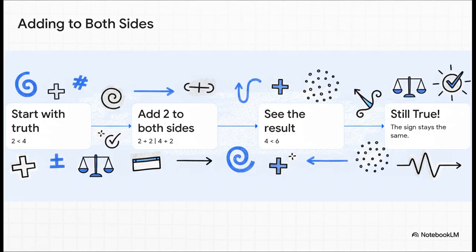Okay, let's actually do it and see. We start with our truth. 2 is less than 4. Now let's add 2 to the left side. 2 plus 2, that's 4. Easy. Now let's add 2 to the right side. 4 plus 2, that's 6. So what do we have now? We have 4 is less than 6. Is that true? Is 4 smaller than 6? You bet it is. So look at that. The sign didn't need to change at all. It just stayed the same.